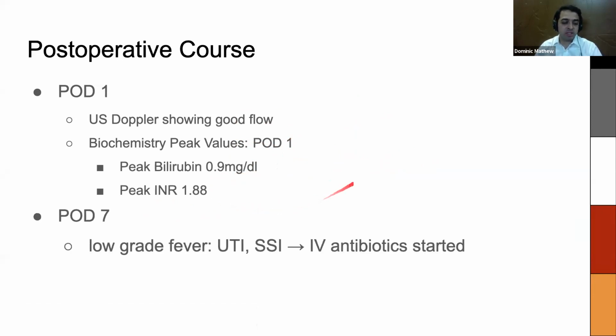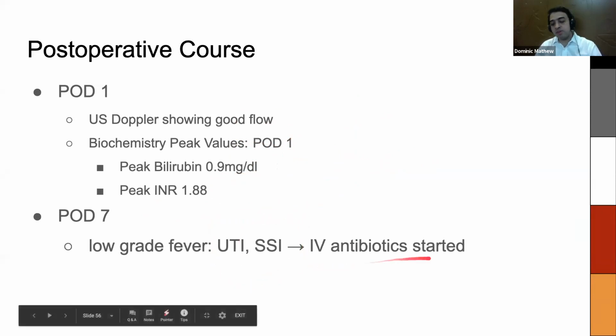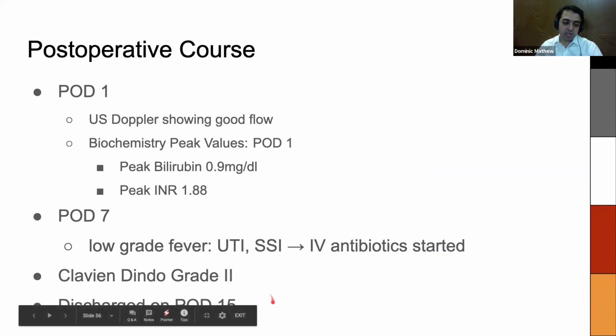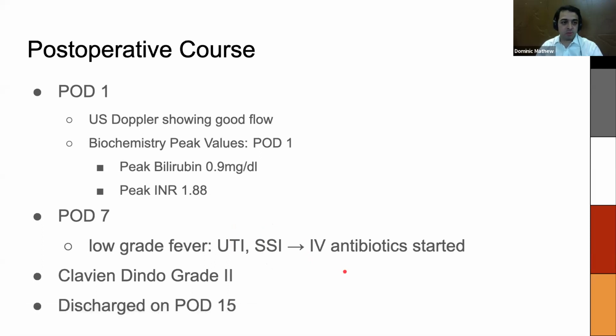On day 7, the patient had a low-grade fever, which turned out to be an E. coli UTI, and there was an SSI. So IV antibiotics were started. This was Clavien-Dindo grade 2 complication. And the patient was discharged only on POD 14, day 15. This is because of the SSI and the UTI. We kept him in hospital.